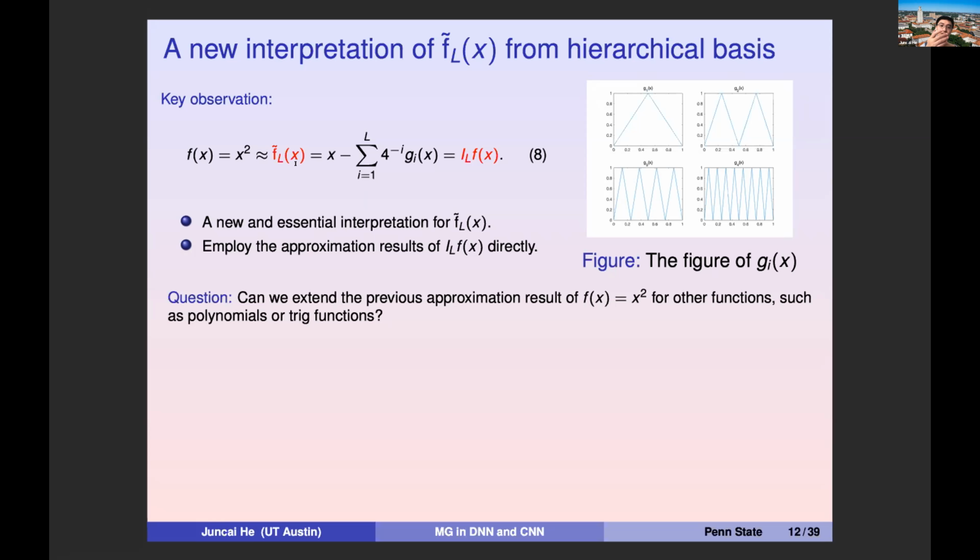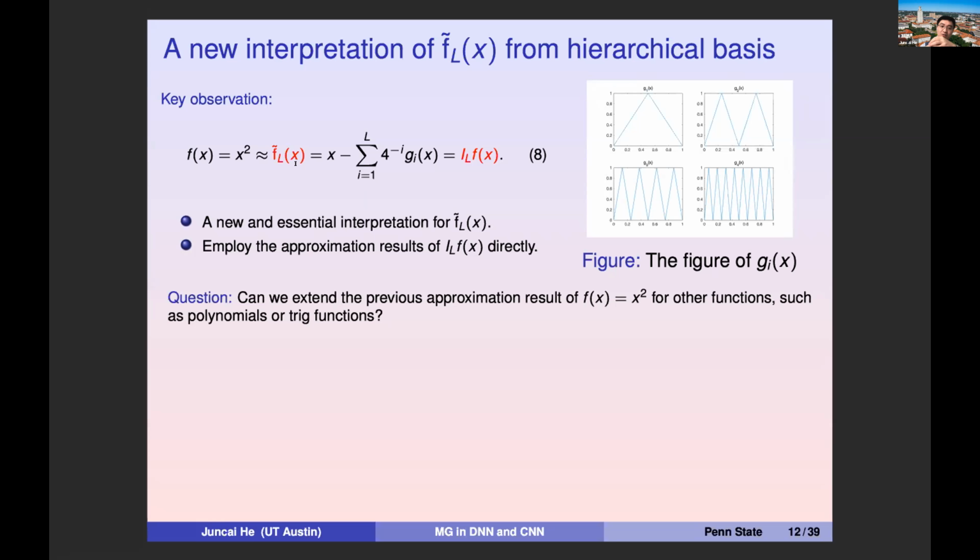Okay, so we finished the first question. We found that this f tilde is not a coincidence. It is just a rewrite, a reformulation of the uniform interpolation with a hierarchical basis approximation structure. So this is the first. Here we involve the multigrid structure to study this DNN.